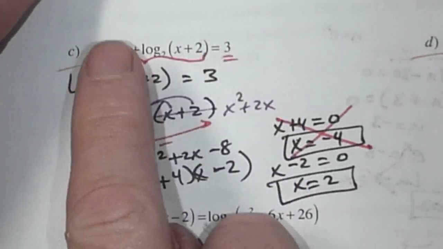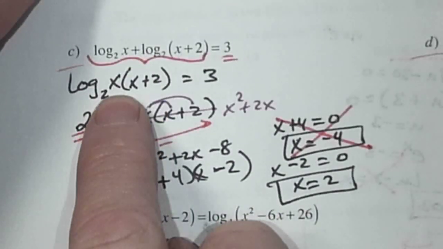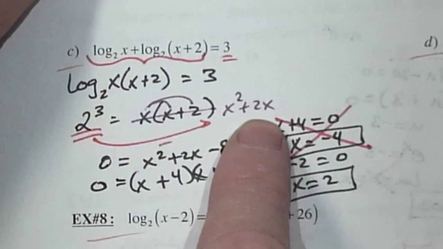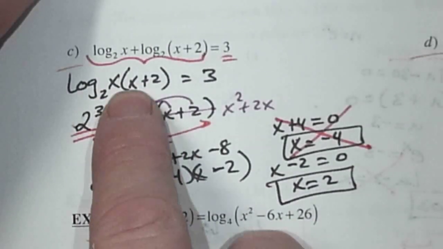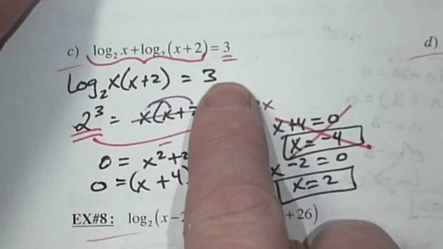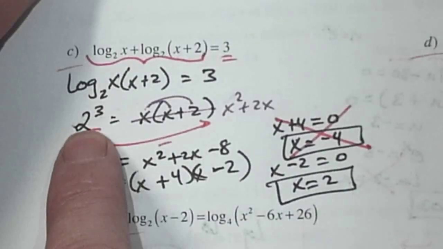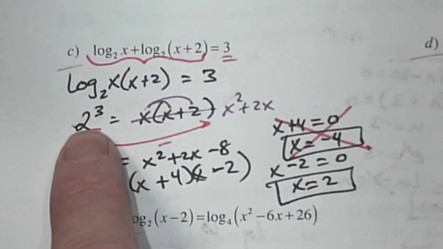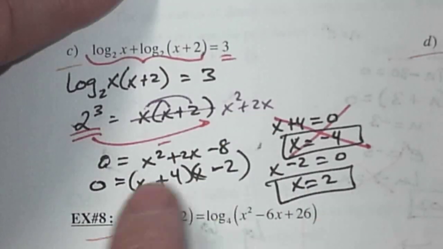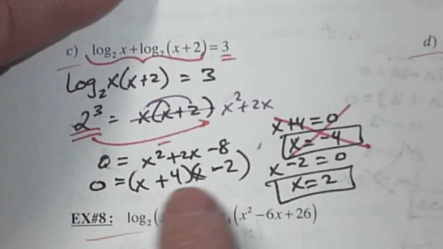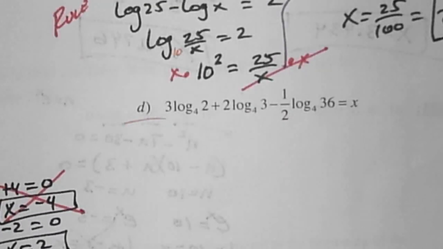So I had the two logs. I combined them together. I can distribute that, I did over here. Then now I have one log with a constant, and so I could rewrite base to the power equals this. 2 to the third. I should probably just write 8, but I wanted to show it. Because I have an x squared, I try to get it all on one side and factor or use the quadratic formula. Let's go over here.